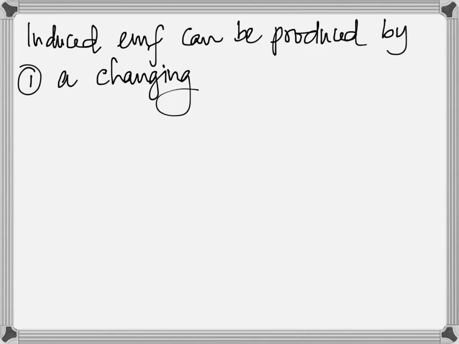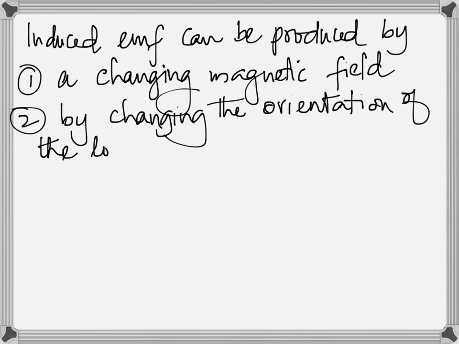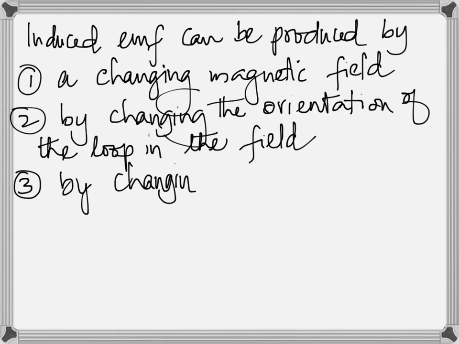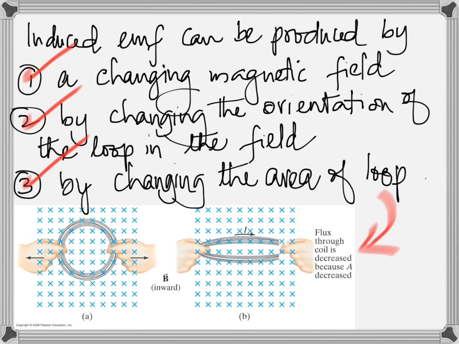Now, this induced EMF can be produced in several ways. Number one, by changing a magnetic field directly by moving a magnet in or out. Number two, by changing the orientation of the loop. That means if you rotate a circular loop in a magnetic field, or changing the area of the loop by making it smaller or bigger. This picture represents how you could change the flux by decreasing the area by pulling on the loop. So these are the ways in which induced EMF can be produced.